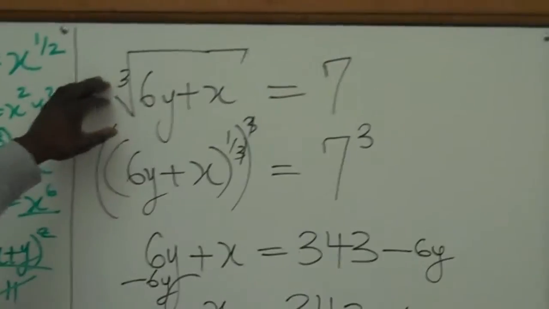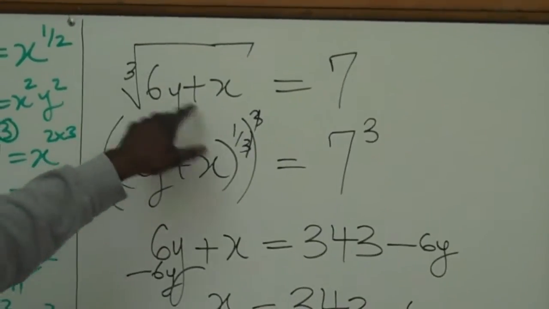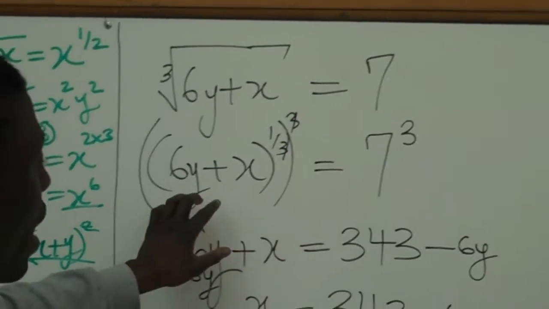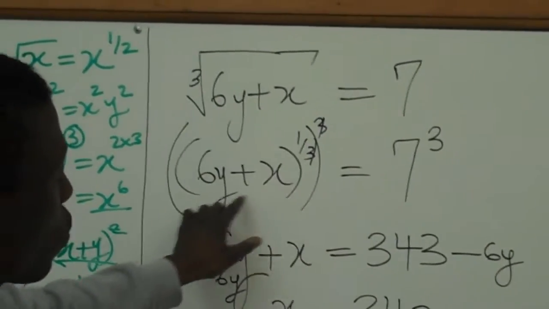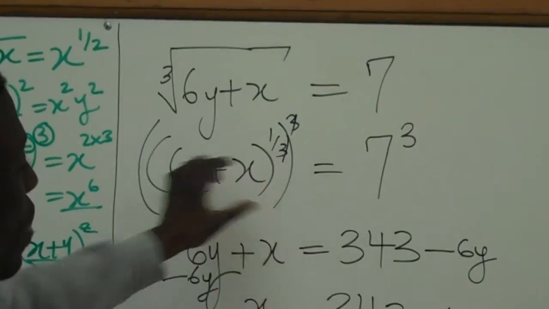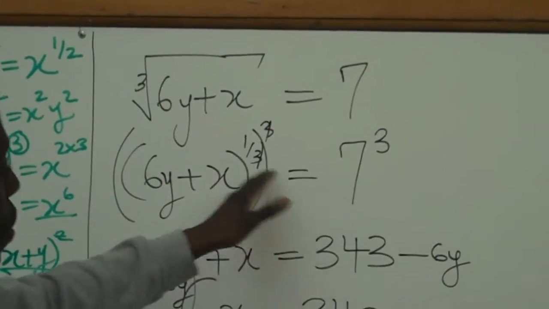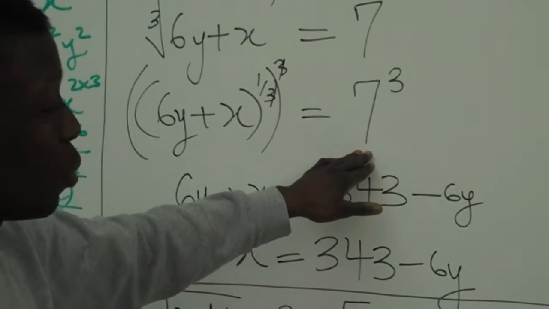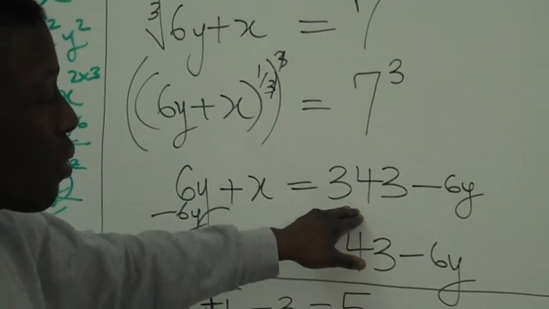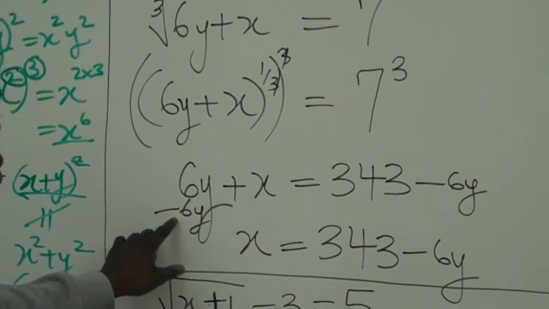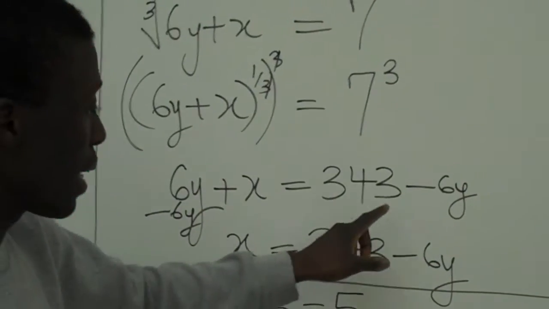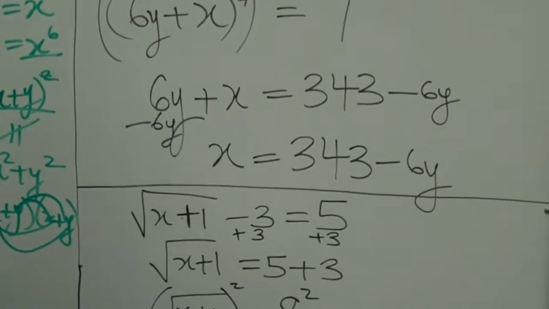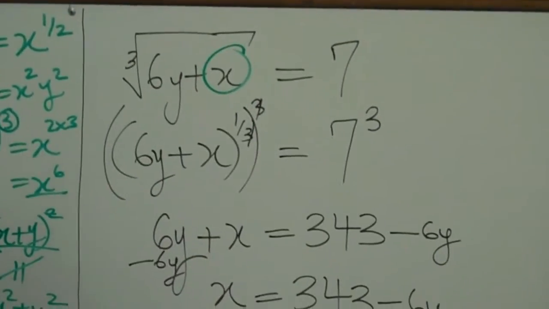The next one tells us the cube root of 6y plus x is equal to 7. Using the same principle, we can rewrite 6y plus x as (6y plus x) to the power 1/3, and then we cube both sides, and so on the left side we'll get 6y plus x, and on the right side we'll get 7 cubed. 7 cubed is 343, and then the next thing we do is we subtract 6y from both sides, and that will give us x to be 343 minus 6y. So in this question, we're solving for x.